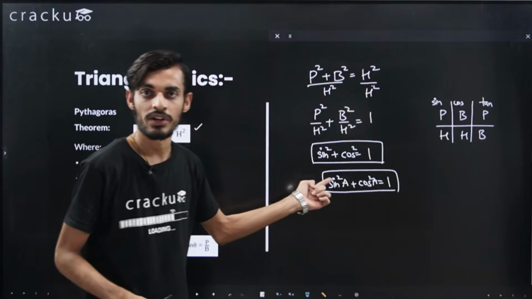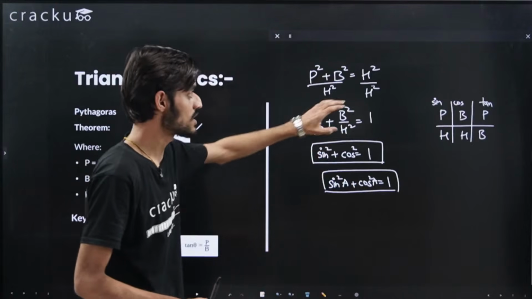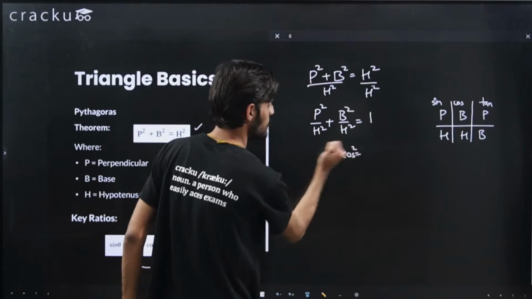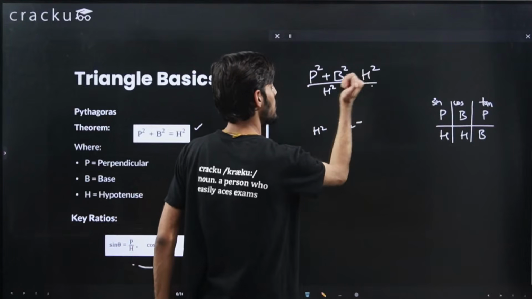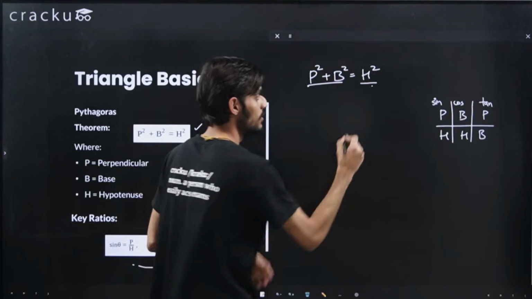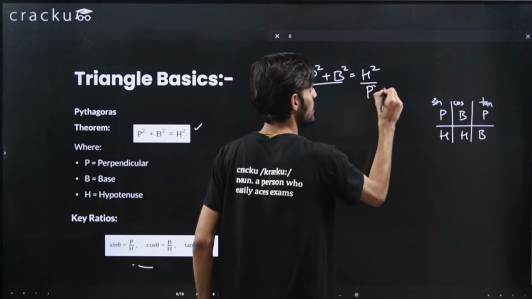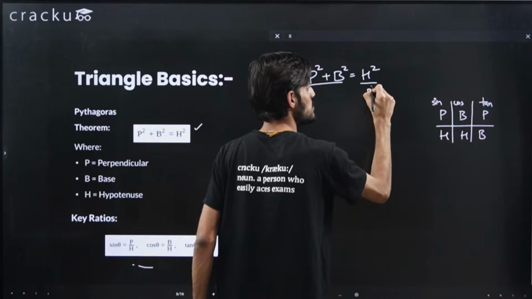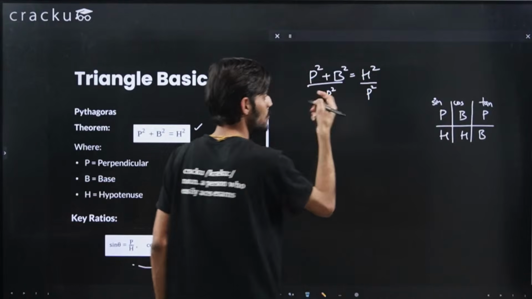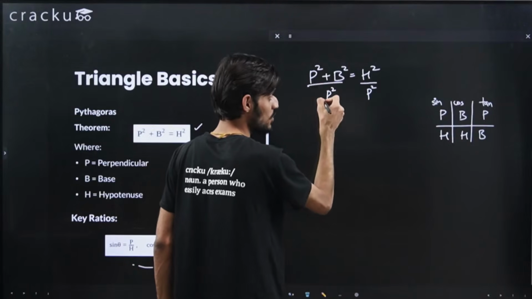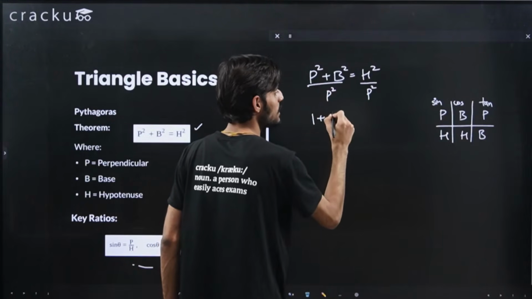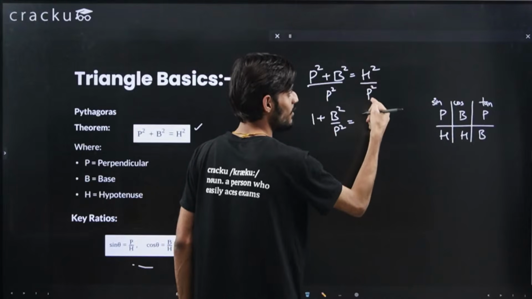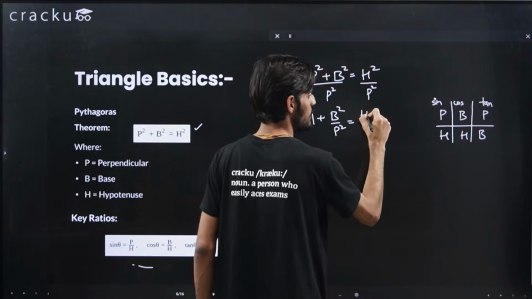So this was the first important result. I hope this should be clear. I have just divided by h square both the sides. So to get the second important result, we can just divide it by p square. Okay. If I divide both the sides by p square, so what I will get here is, because p square by p square will be 1, then this will be b square divided by p square, and here it will be h square by p square.